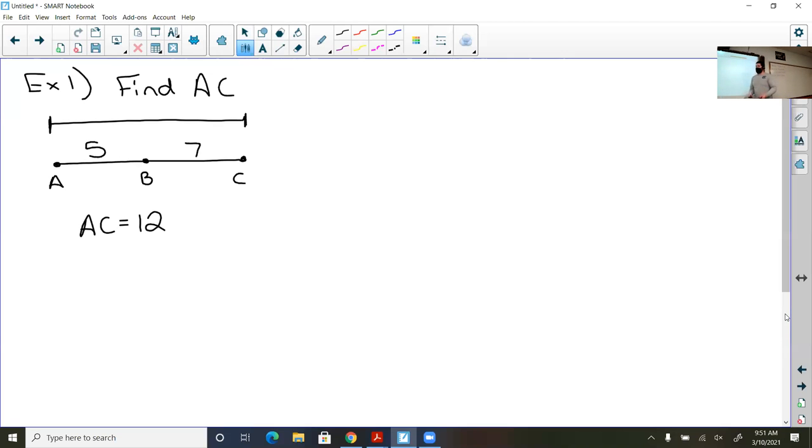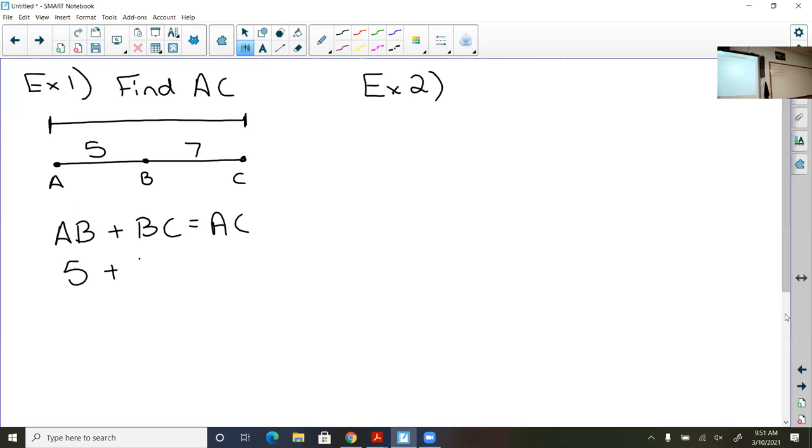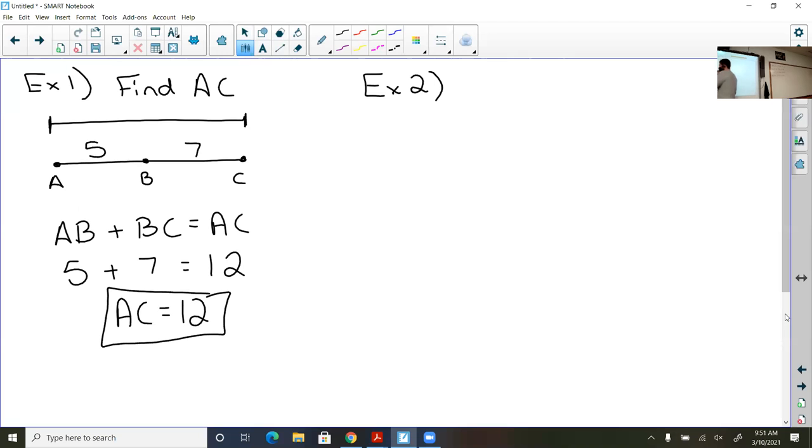And of course, everything we do can just become a little bit harder. I guess before I do that, I should just do a little bit more math behind it. So AB plus BC is equal to AC. AB is 5, BC is 7, so AC is 12. Just for those that like that extra explanation.